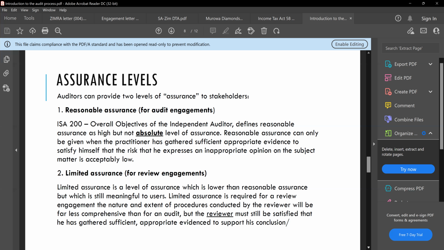Limited assurance is a level of assurance which is lower than reasonable assurance, but which is still meaningful to users. Limited assurance is required for a review engagement and not an audit, right? So the nature of the review will be far less comprehensive than an audit, but the reviewer must still be satisfied that he has gathered sufficient appropriate evidence to support his conclusion.